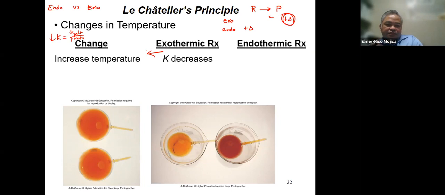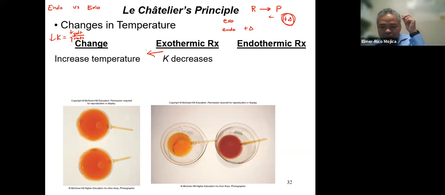So let's look at it again. You increase the temperature. In an exothermic reaction, where is the heat? Is it in the reactant or the product side? Okay, it is in the product side. So as I told you, consider heat as one of the products. So you have more products there. So which one is favored? The backward or the forward reaction?